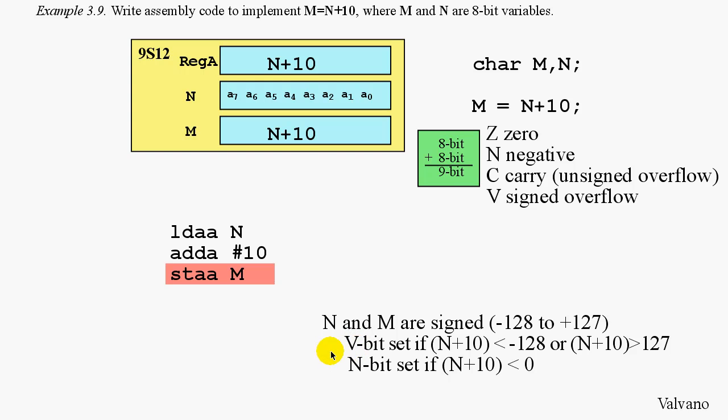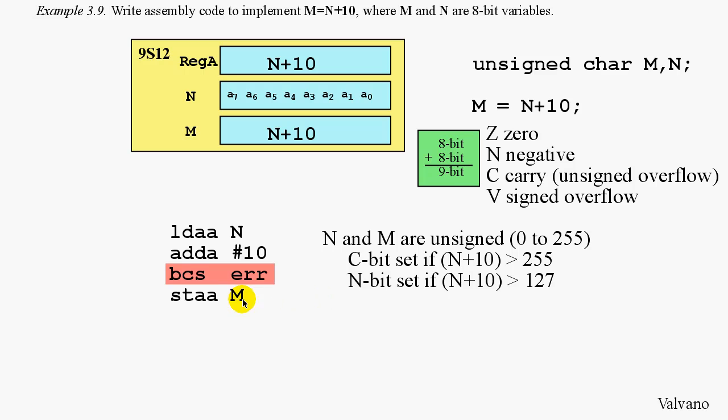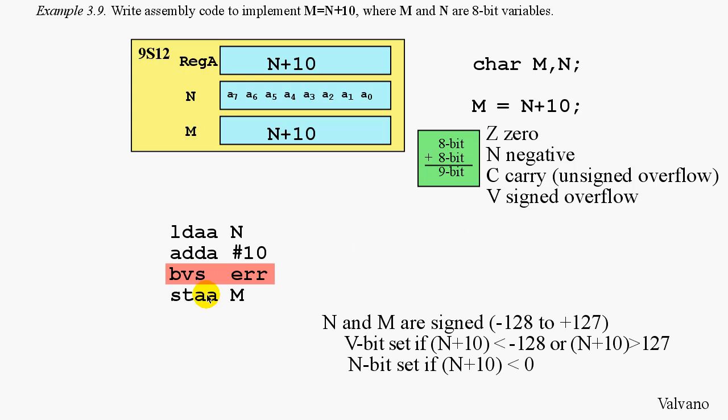What do we do with this? In assembly language, we have the option of testing the carry bit after an unsigned add. So, after we add 10, we could branch if the carry is set to some sort of error condition. Again, we will be at the error condition if the result would have been incorrect. On the other hand, if n and m were signed, we could then use the branch on v set, branch on the v-bit being set to the error condition.